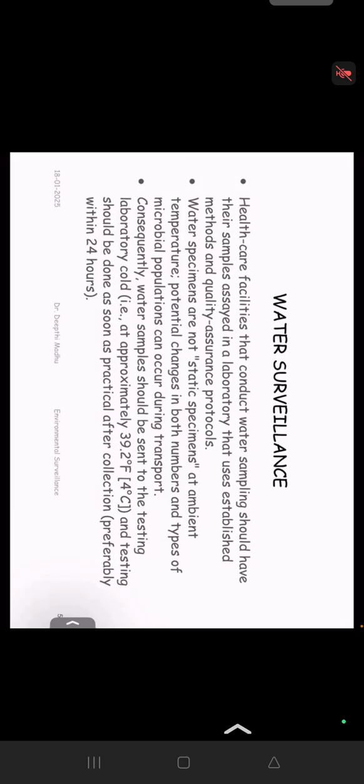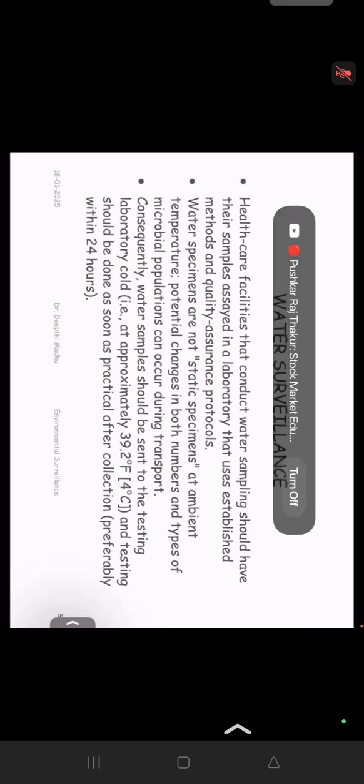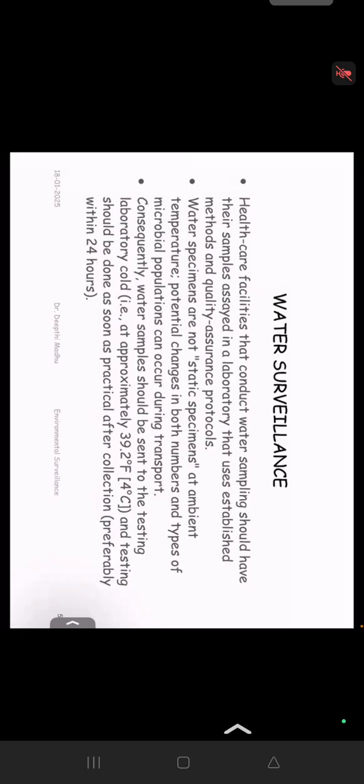Now, water specimens are not static specimens at ambient temperature. Potential changes in both numbers and types of microbial populations can occur during transport. Whenever we transport patient samples, I'm drawing examples from patient samples, not that patient samples are part of surveillance. When we collect a urine sample, we know that it has to be transported immediately to the microbiological laboratory. If there is a delay in the transportation, we keep the urine sample at a lower temperature, like a fridge.